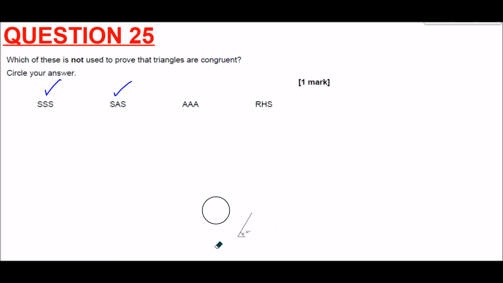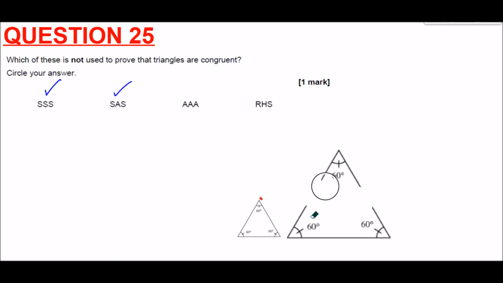All the angles are the same in an equilateral triangle, so you can have a smaller one, 60, 60, 60. That's got angle, angle, angle. And this one over here has all the angles the same. So same angles, that angle's the same, the top angle's the same.